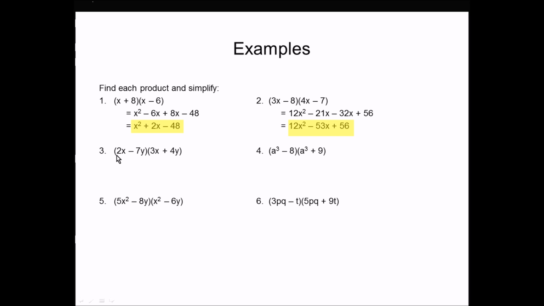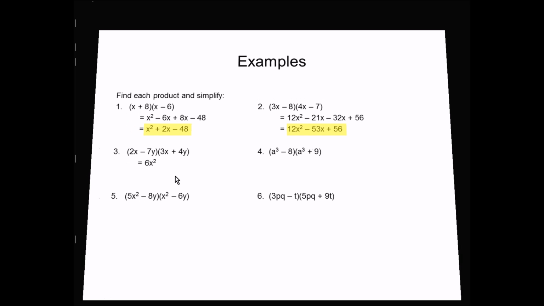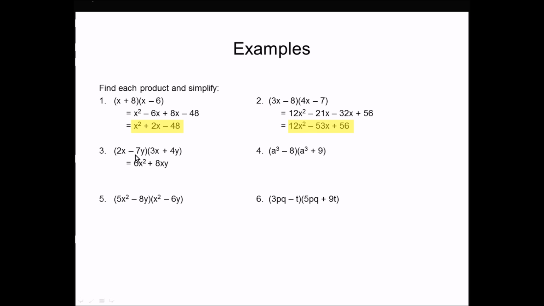Number 3, 2x times 3x gives me 6x squared. The outer, 8xy. The inner, minus 21. Okay, technically it's yx, but yx is xy, right? Commutative property. So minus 21xy. And the last, minus 28y squared.